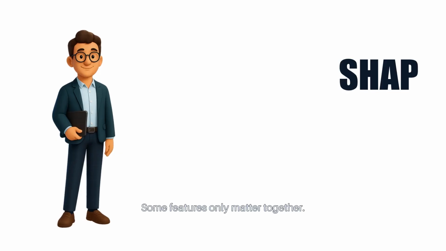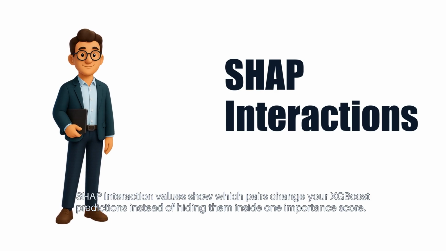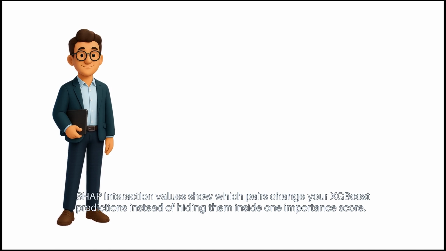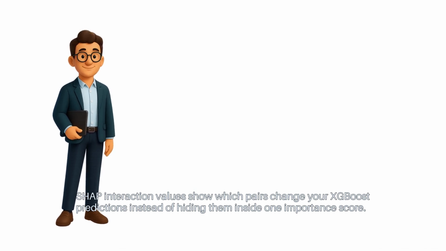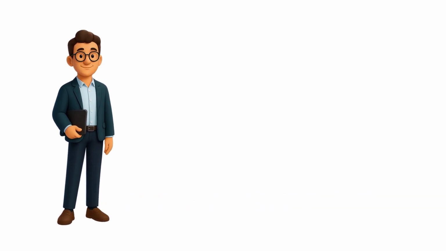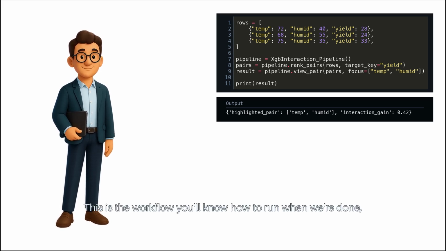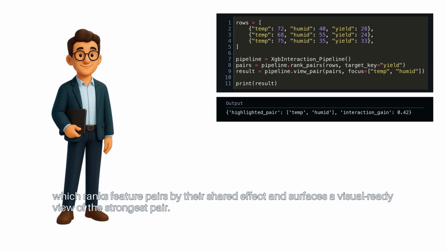Some features only matter together. SHAP interaction values show which pairs change your XGBoost predictions instead of hiding them inside one important score. This is the workflow you'll know how to run when we're done, which ranks feature pairs by their shared effect and surfaces a visual-ready view of the strongest pair.